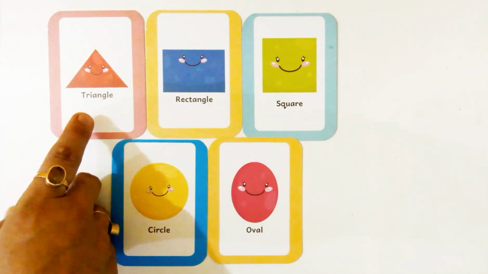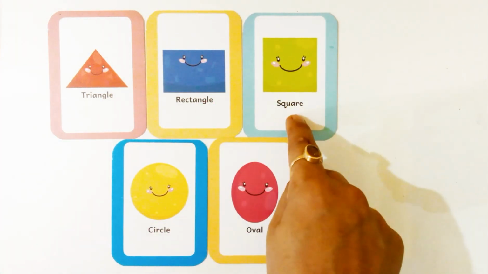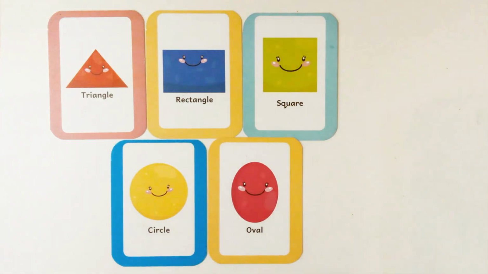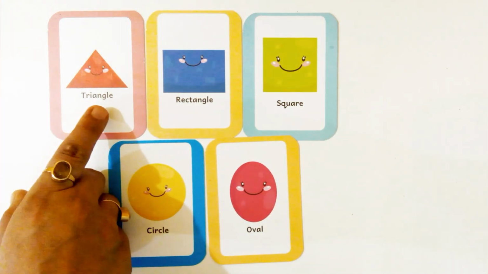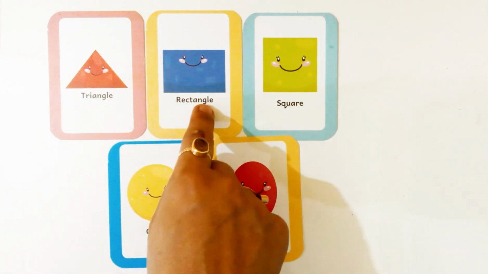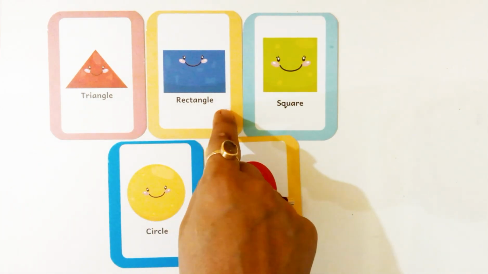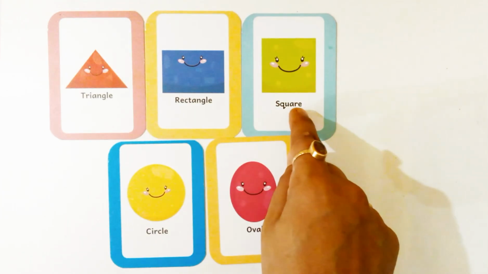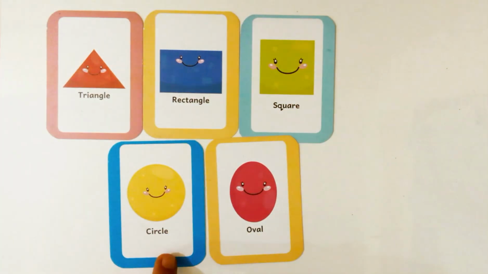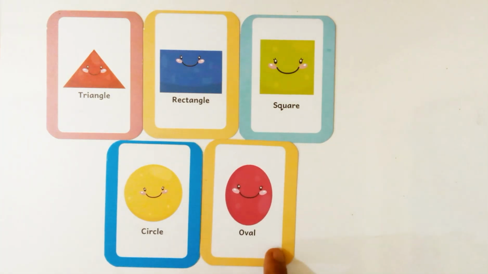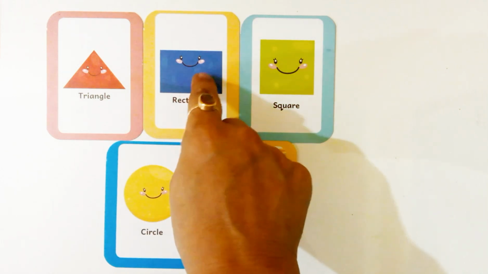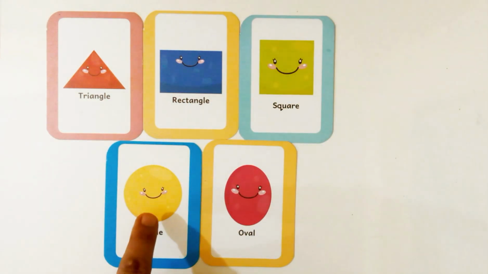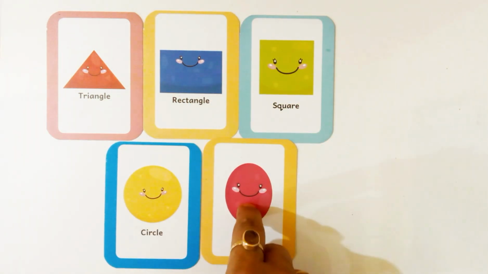T for triangle. R for rectangle. S for square. C for circle. O for oval. T for triangle, triangle. R for rectangle, rectangle. S for square, square. C for circle, circle. O for oval, oval. Red color, blue color, light green color, light yellow color, red color.